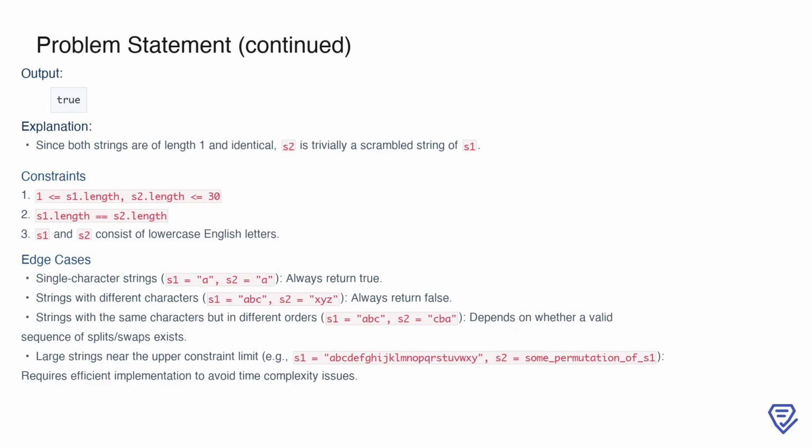For strings with the same characters but in different orders, like s1 equals abc and s2 equals cba, the result depends on whether a valid sequence of splits and swaps exists. Lastly, for larger strings near the upper limit of 30 characters, efficient implementation is crucial to handle the complexity of recursive operations without running into performance issues.